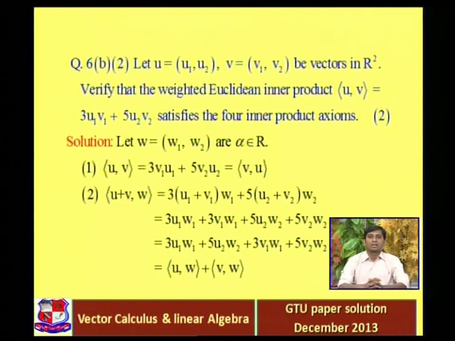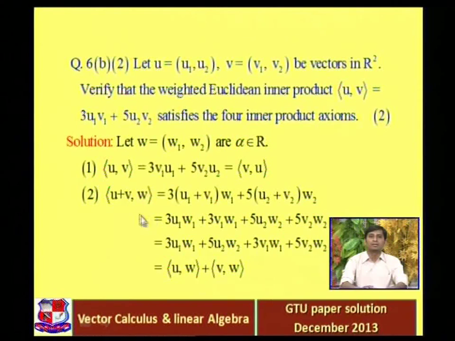So first one is the commutative law. <u, v> = 3u1v1 + 5u2v2, but that can definitely be written as 3v1u1 + 5v2u2. What is <u, v>? That is 3u1v1 + 5u2v2, but that can definitely be expressed as 3v1u1 + 5v2u2, and that is equal to <v, u>. So this is the commutative law.